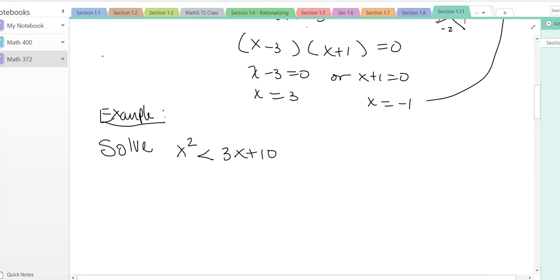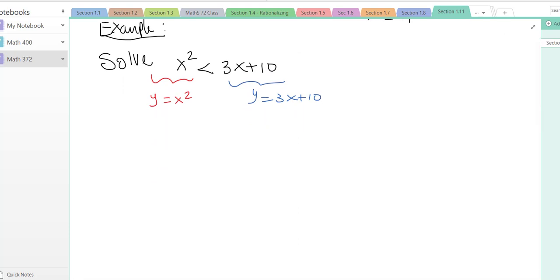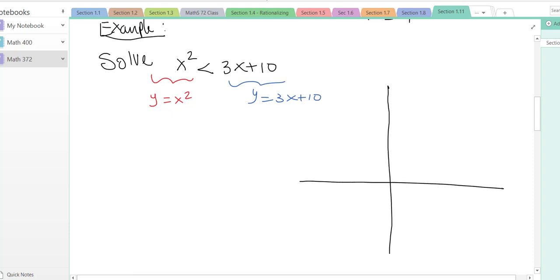I want to be able to graph y equals x squared, and I want to be able to graph y equals 3x plus 10. And then the part of the inequality is that we essentially want the parabola to be completely below that line. So when we graph them, we are going to be able to see where the parabola falls underneath the line, right? Because it has to be less than.